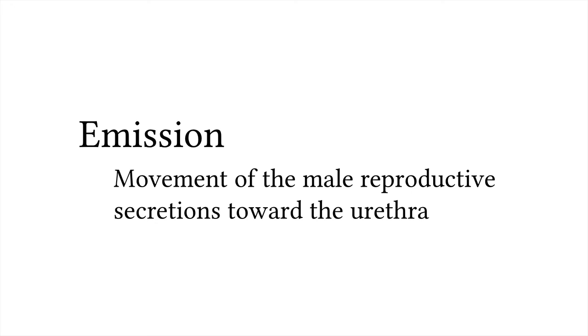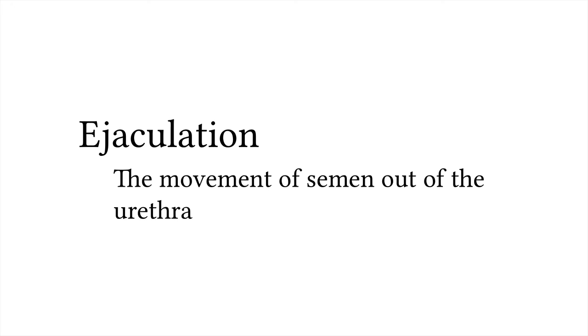So all the fluid secretions from the seminal vesicles, the prostate gland, and the bulbourethral glands help the sperm move as it travels to the egg. Can you see how both the parasympathetic and the sympathetic division of the autonomic nervous system play a part in reproductive control here? The last stage of the male reproductive process is called ejaculation. Ejaculation is the movement of semen out of the urethra.